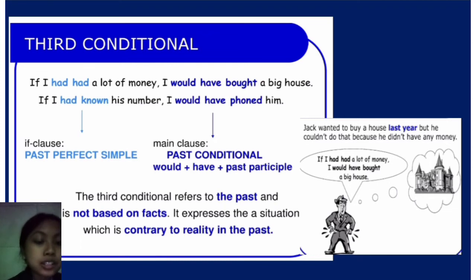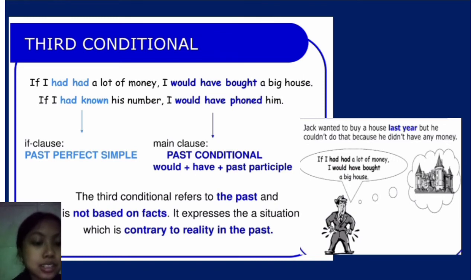Here we have a situation where Jack wanted to buy a house last year, but he couldn't do that because he didn't have any money. To express it in the third conditional, the if clause would be: if I had a lot of money.